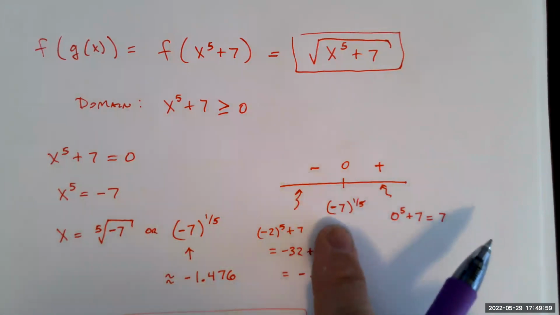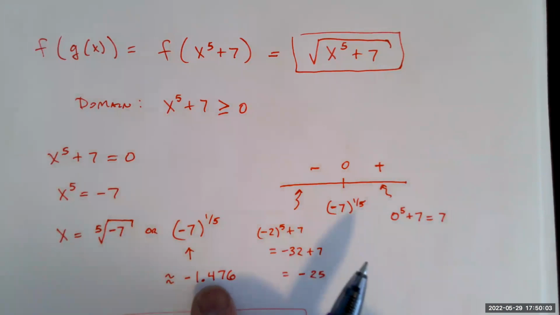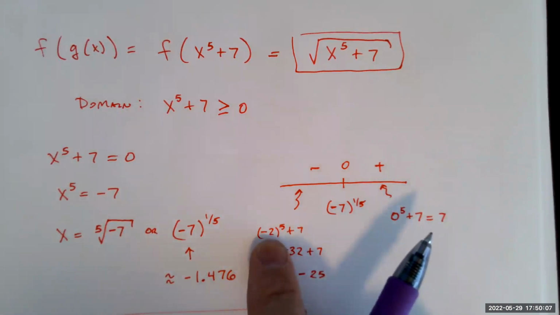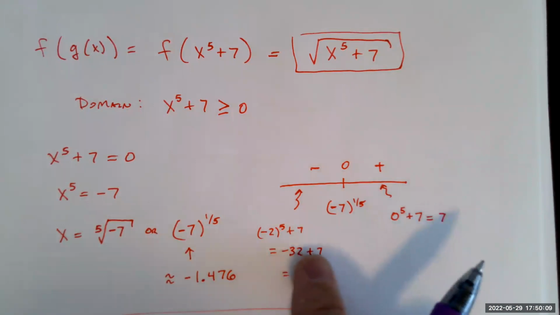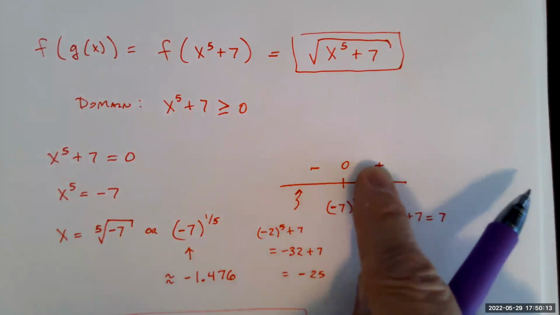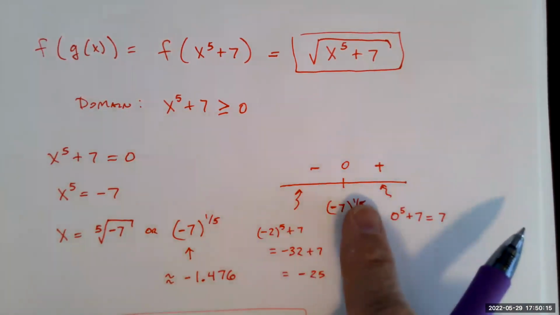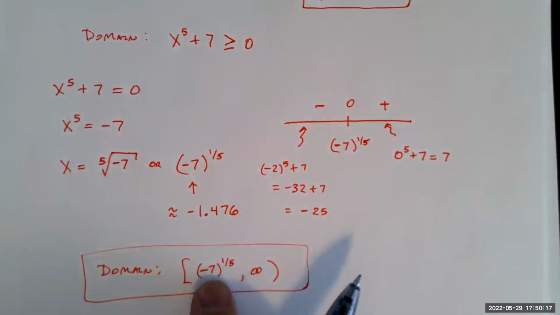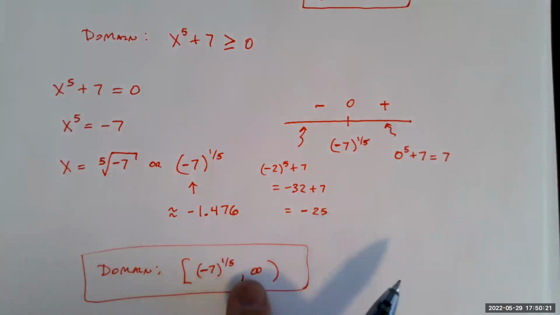Anything less than the 5th root of -7 will give you a negative answer. So for instance, something less than -1.476 is -2. If I plug in -2, I get -32 plus 7, which is -25. And so it's going to be greater than or equal to 0 for, include that 5th root of -7 to infinity.